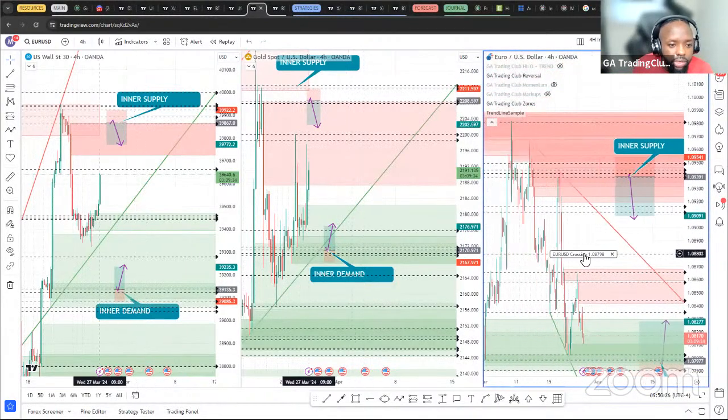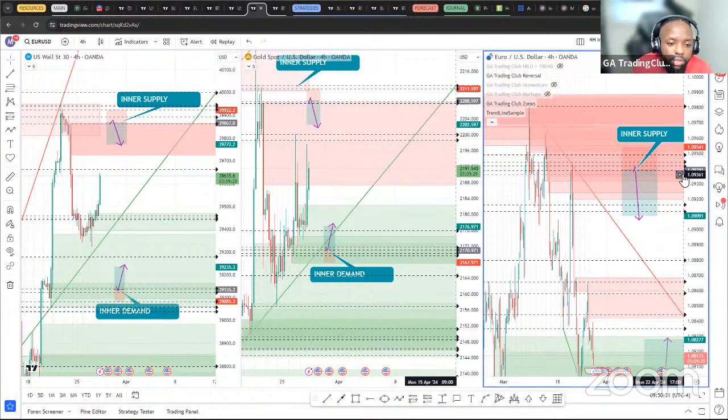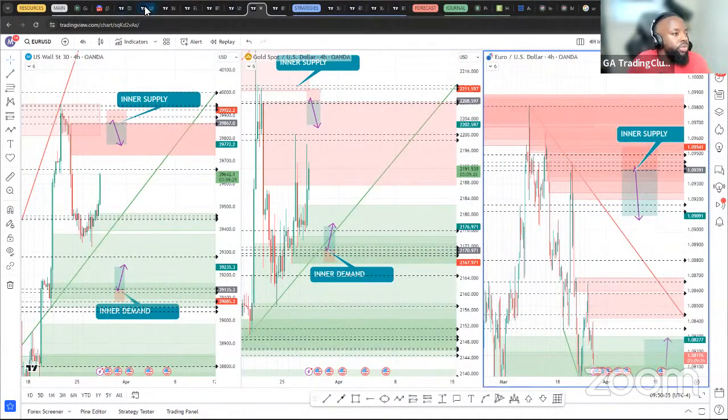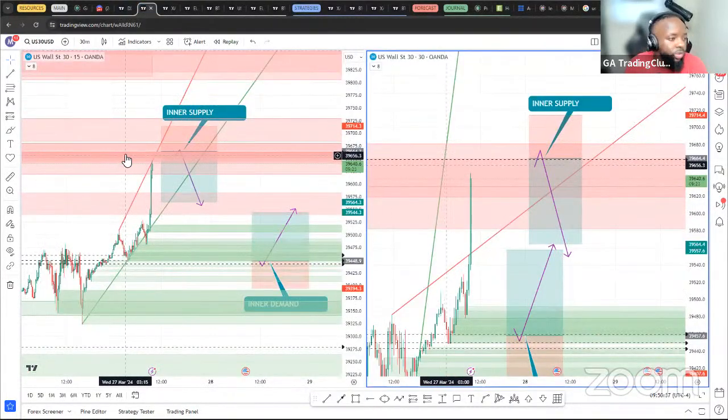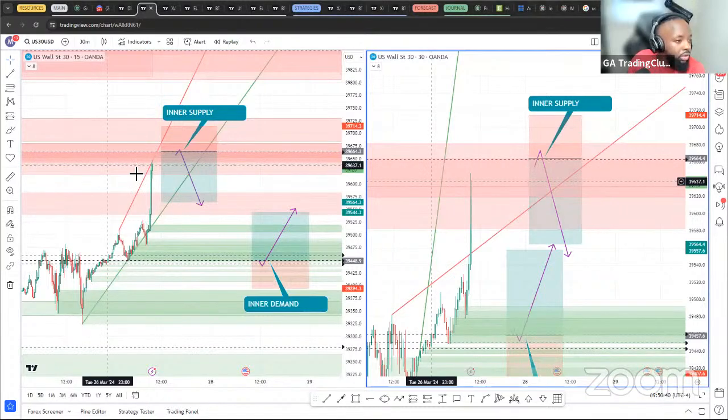For EU, buy zone on the 4-hour remains at 1.0797. Sell zone or supply zone remains here at 1.093. I don't think we're going to even get there today. So for today, looks like just this US30 sell that's about to trigger. So that's probably the only trade we're going to have on the live session today.